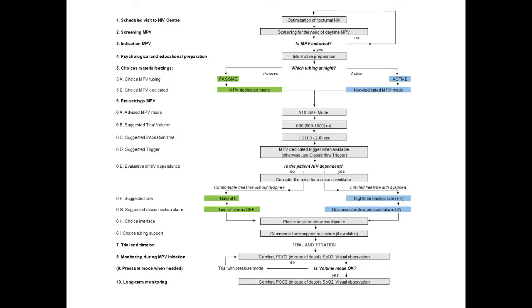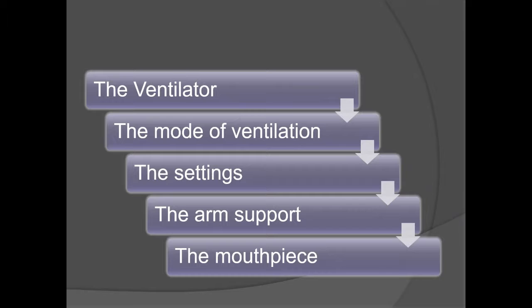And you see this is going from point 1 until point 10. Point 1 is when there is a scheduled visit to the Center for Non-Invasive Ventilation, and point 10 is the long-term monitoring of mouthpiece ventilation. As you can see, this is a little bit tricky to read, but this is open access. You can find it back in the original publication. But to make it easy to follow, I decided to speak only on 5 topics. This is the ventilator, the mode of ventilation, the settings, the arm support, and finally the mouthpiece.